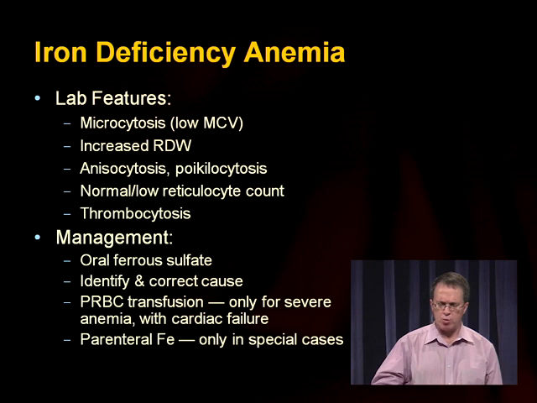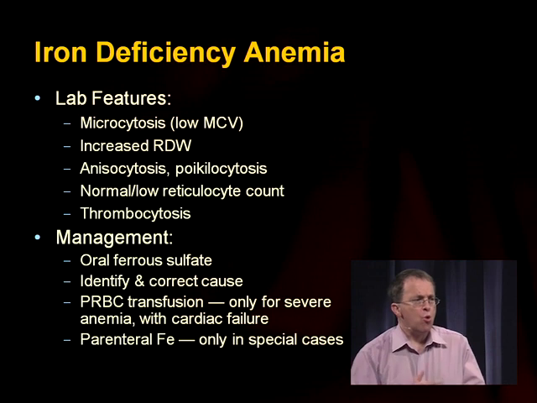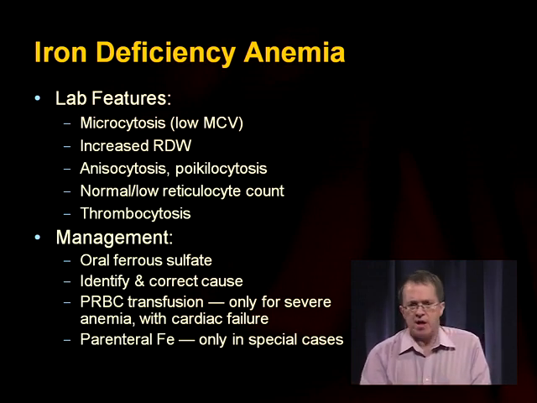Those are our fancy words. You can sometimes see a normal reticulocyte count, but often you're going to see a low reticulocyte count. And if we think back to the iron deficiency question we just did, what was that patient's platelet count? Often going to see that kind of thrombocytosis. Iron deficiency is definitely on the differential of thrombocytosis.